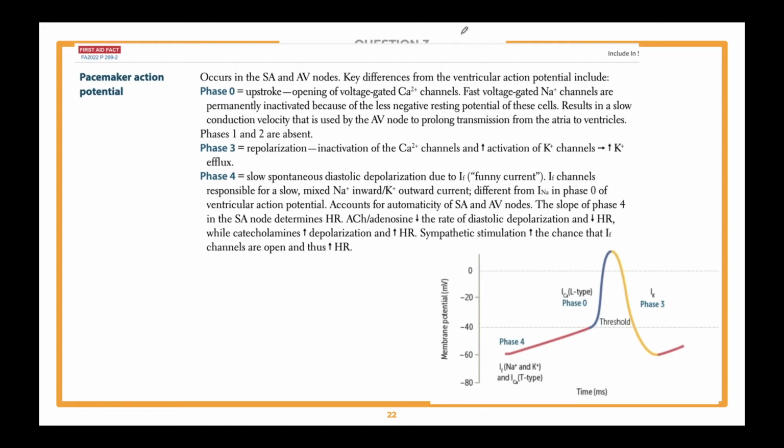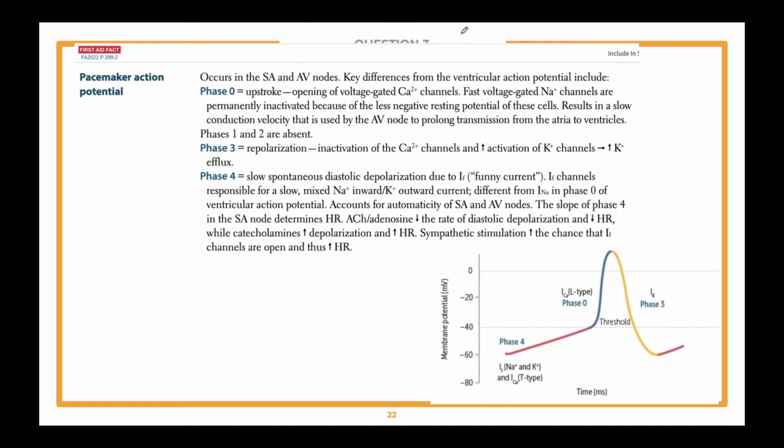So if we go back to our question and our answer choices, hopefully you can see now why this is the best answer choice. If you selected answer choice E, this was talking about transient T-type calcium channels. You can see in this diagram that transient T-type calcium channels do contribute a little bit, but they're primarily at the end of phase 4. They're not the main player for determining the slope of phase 4.